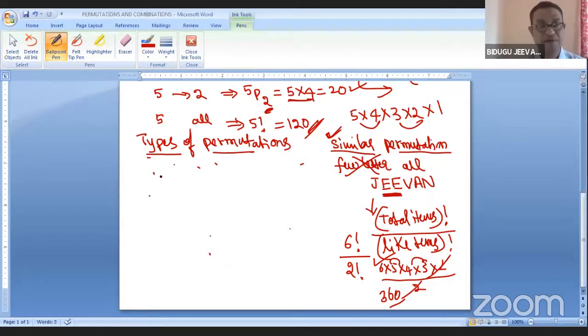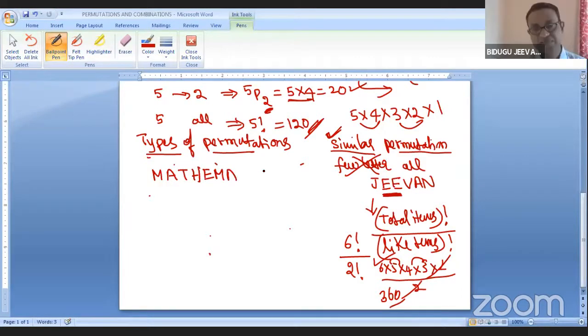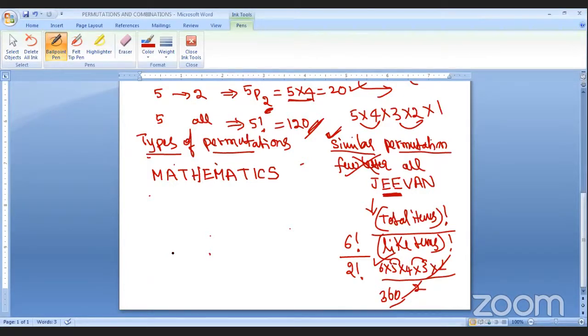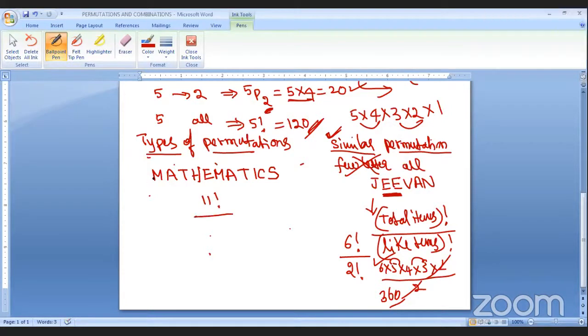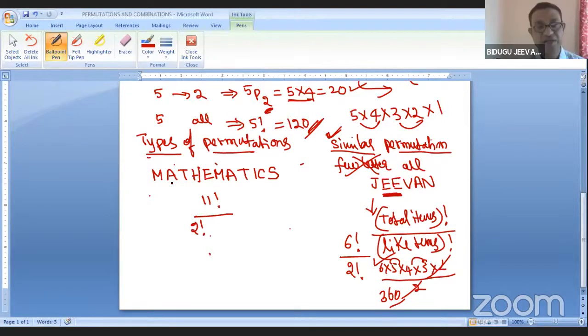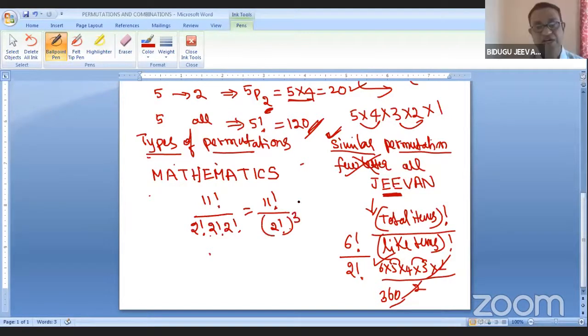Now, another one, mathematics. Does this come under similar or dissimilar? Similar. Why? Because the rule is very clearly given. Total items 1, 2, 3, 4, 5, 6, 7, 8, 9, 10, 11. Let me write 11 factorial by m repeated twice 2 factorial, a repeated twice 2 factorial, t repeated twice 2 factorial. Nothing else is repeated. So my final answer is 11 factorial by 2 factorial whole cube. I hope you understood. Is it clear, all of you?